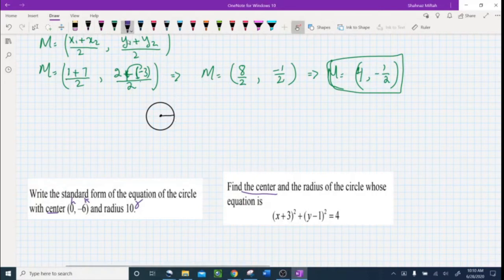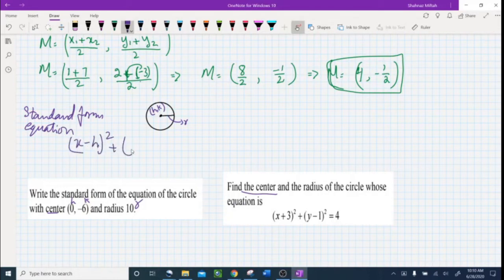I can use a different color, so this is the radius r, and I know that's the center. The center ordered pair is always going to be (h, k). H means x, k means a y value. So when you see h, k in the equation, it means that's the center. H is an x value, k is a y value, and the radius is r. So the standard form of the equation of the circle is (x minus h) squared plus (y minus k) squared equals r squared.